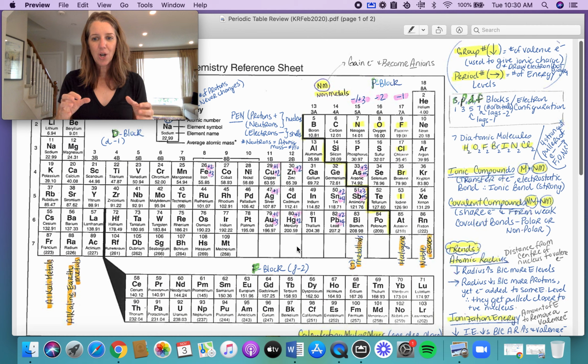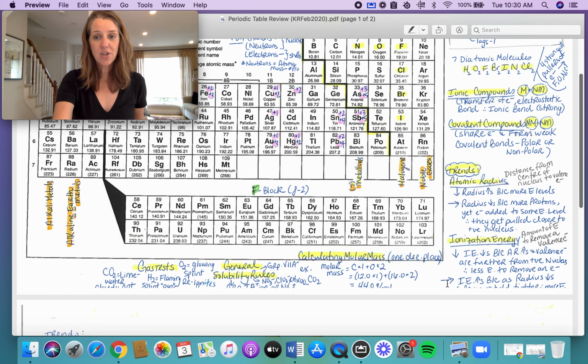So even though you're adding a proton, the charge difference between the proton in the nucleus of that atom and the electrons pulls them in tighter. And so as you move across a period, you are adding electrons to the same energy level, and the radius will get smaller. Okay, now how does that relate to ionization energy, right?